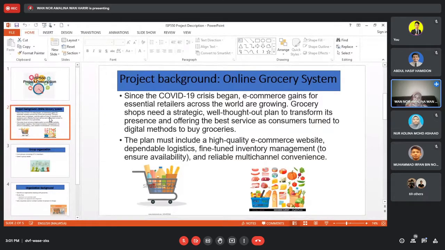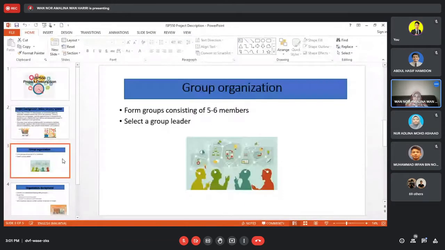So now your task is to provide an online grocery system. The plan must include a high quality e-commerce website, dependable logistics, fine-tuned inventory management, and also reliable multi-channel convenience. So what your task will be, this one you have done already. Okay, and ensure that every group has a group leader.